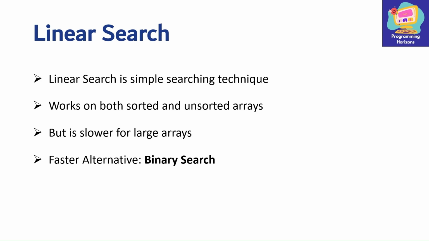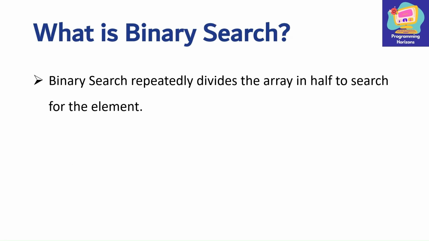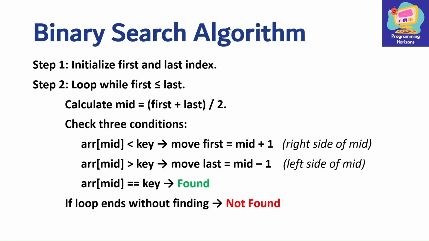If the array is sorted and large in size, then we can use a faster method called binary search. Binary search is another searching technique that repeatedly divides the array in half to search for the element. It uses a divide and conquer approach. First, let us understand how the binary search algorithm works.